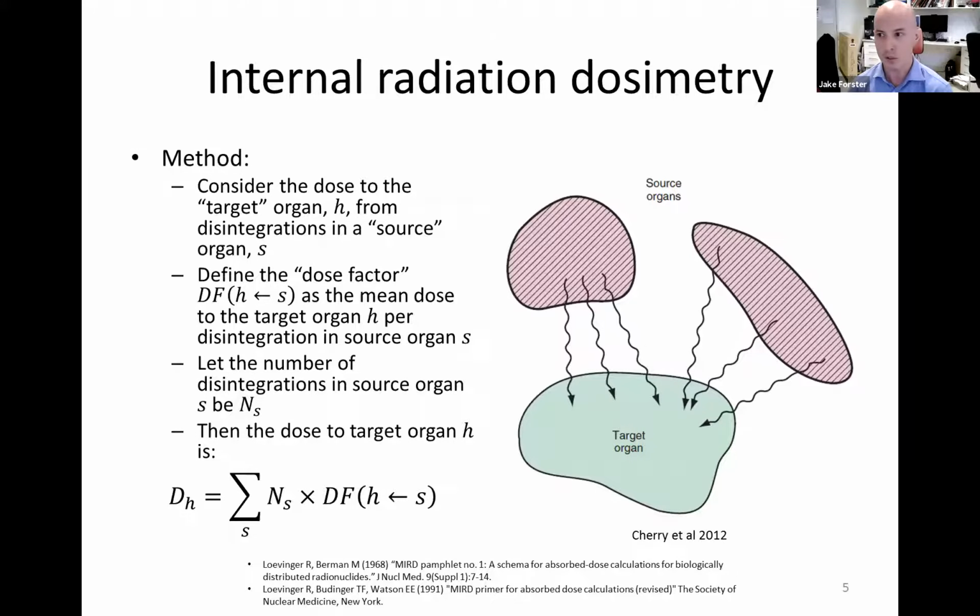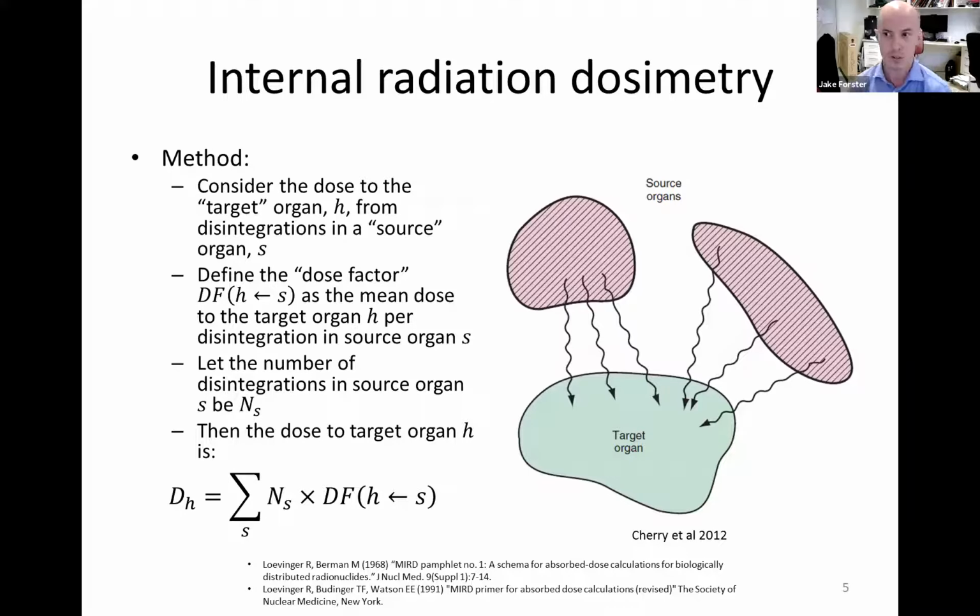So straight away, we'll jump into it. For this formalism, we're going to introduce this concept called a target organ. We'll call the target organ the organ that we want to calculate the absorbed dose for. We'll call that H. And then all the other organs and all organs that the radionuclide spends some time in, we'll call those source organs. And so our job is to consider the dose to the target organ, H, from disintegrations in a source organ, S. So what we'll do is we'll define a dose factor, and we write it like this, dF.